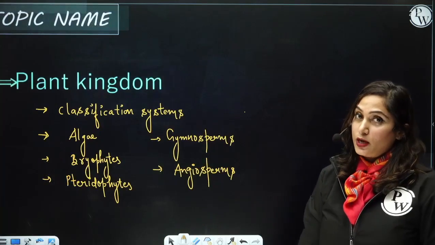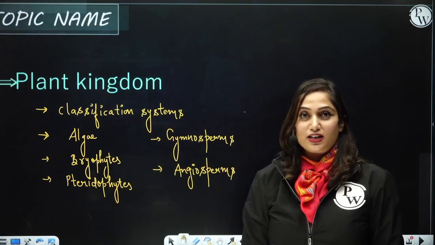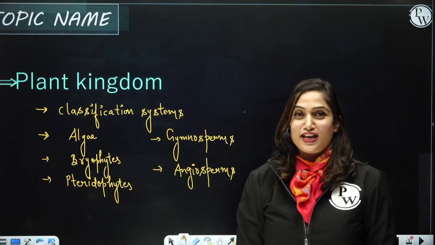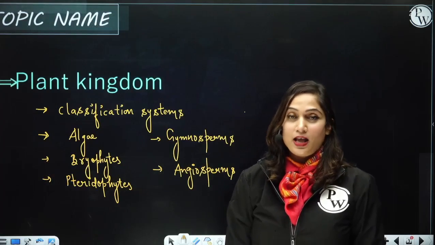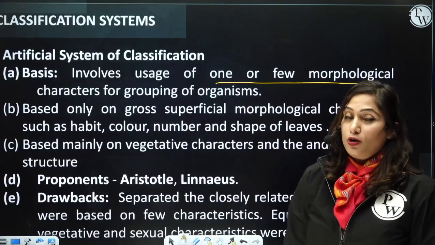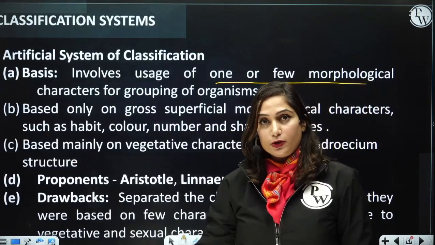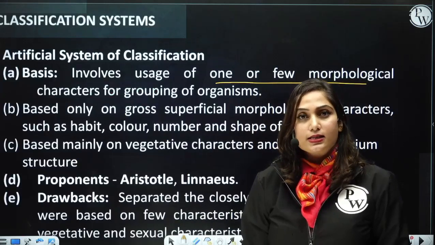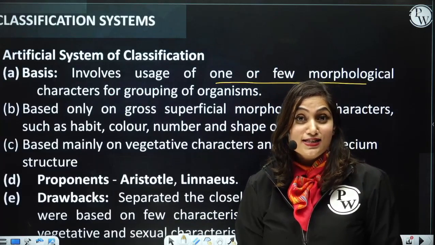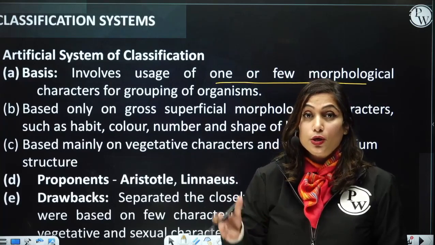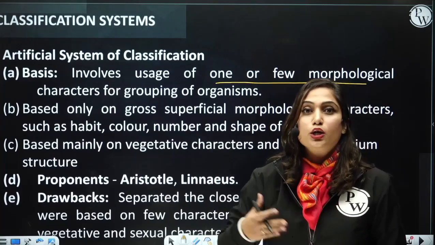What topics are we going to cover in this chapter? The different classification systems and the different kinds of plants: algae, bryophytes, pteridophytes, gymnosperms, and angiosperms. Okay, so before going to the plants, let's discuss the classification systems. That means the systems which were used to divide the plants into different groups.